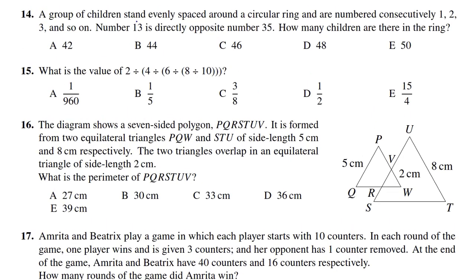A group of children stand evenly spaced around a circular ring and are numbered consecutively 1, 2, 3, and so on. Number 13 is directly opposite number 35. How many children are there in the ring?